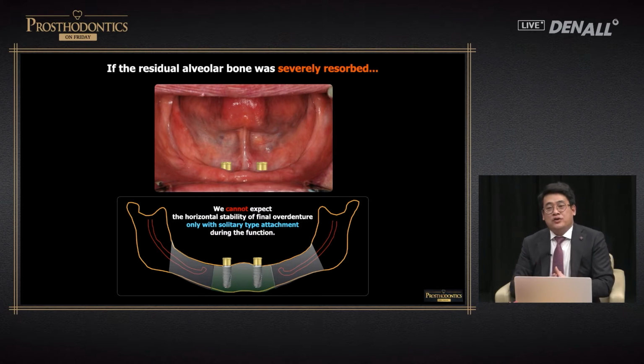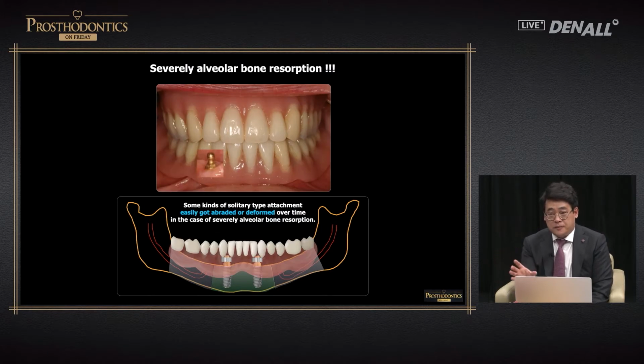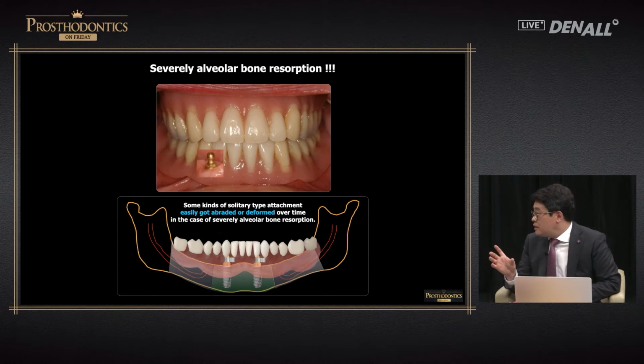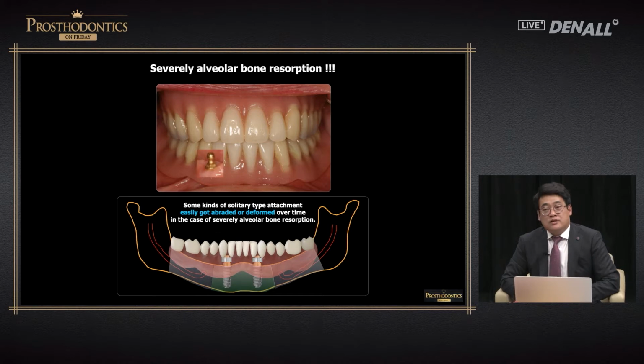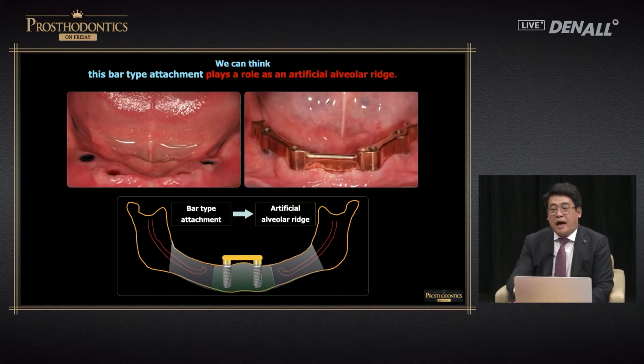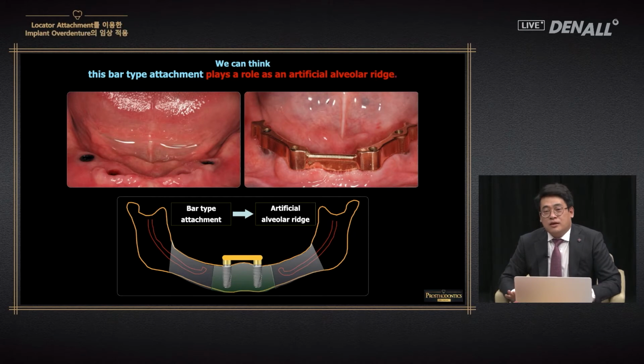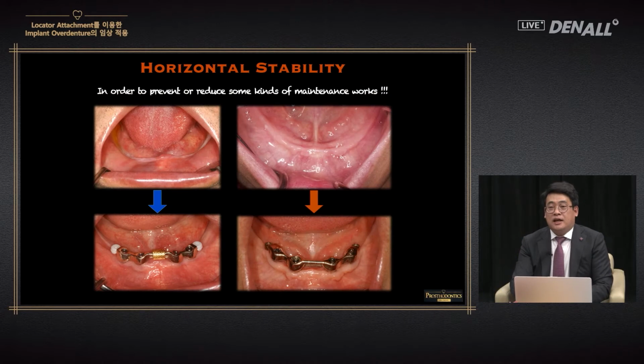It functions. During function, it moves sideways, and this leads to abrasion and deformation of the attachment, as well as wear. And this occurs significantly. It moves like this. I believe there should be considerable amount of alveolar bone to apply this. The reason why we use the bar type is to create an artificial alveolar ridge. That's the way you should approach it. By doing this, you can get horizontal stability of the final denture.